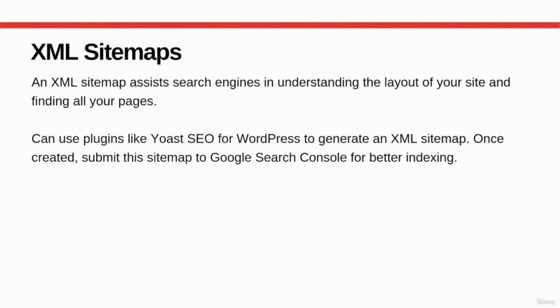XML sitemaps. An XML sitemap assists search engines in understanding the layout of your site and finding all your pages. You can use plugins like Yoast SEO for WordPress to generate an XML sitemap. Once created, submit this sitemap to Google Search Console for better indexing.